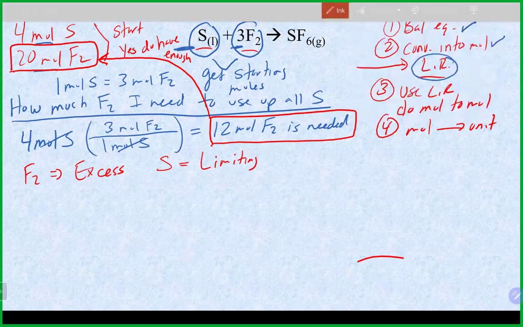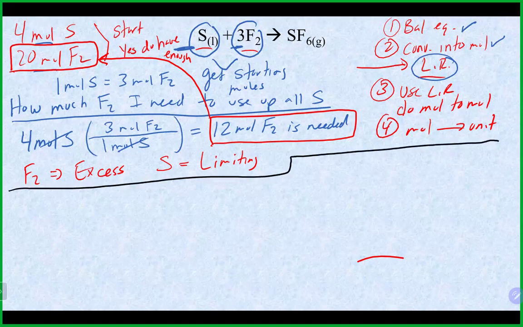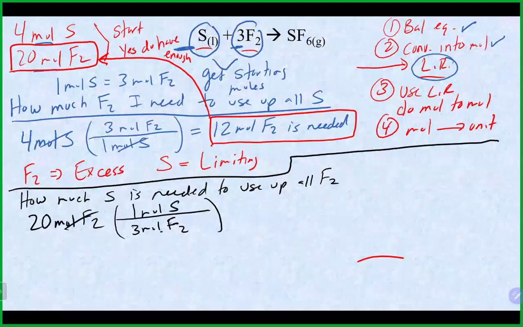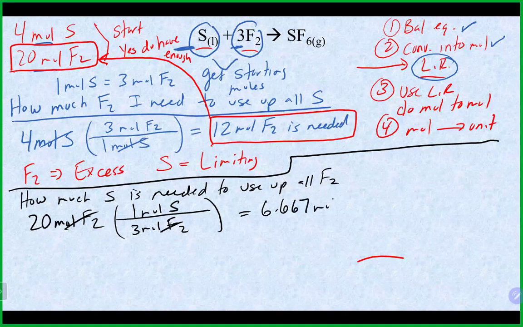Now, just to show you that it doesn't matter which one you choose, if I did the opposite calculation, which in this case would be how much sulfur is needed to use up all the fluorine. I'm going to do basically the same calculation, just reversed. So I'm going to start with my 20 moles of fluorine. I'm going to use my mole-to-mole relationship, which is the same. In this case, 3 moles of fluorine on the bottom and 1 mole of sulfur on top. The moles of fluorine will cancel. 20 divided by 3 gives me 6.667 moles of sulfur needed. So if I did the opposite calculation, this calculation tells me I need 6.6 moles of sulfur.